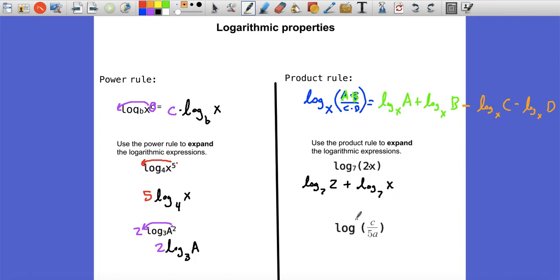All right, let's take a look at this one next. So we've got log of c over 5a. And again, remember there is no base, so the implied base is 10. You don't have to write the base. You can use the common log. So I've got log of c, because notice that's from the numerator. That's the only thing in the numerator.